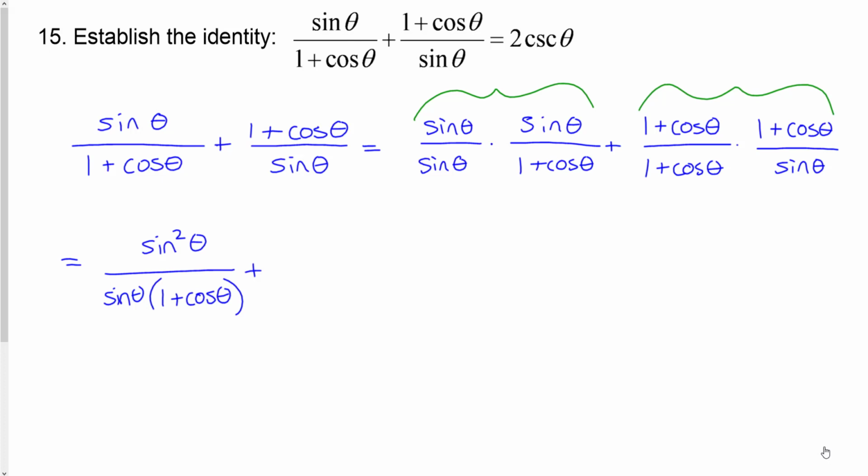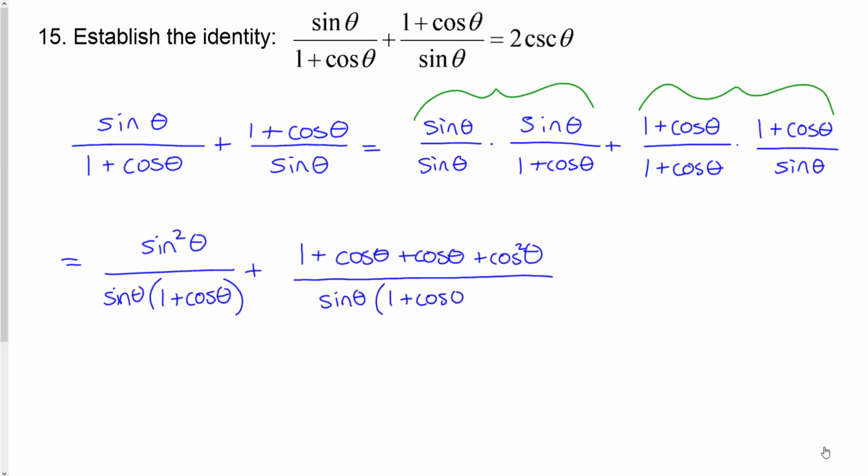I'm going to multiply numerators as well, but I'm going to FOIL those numerators. So I would do 1 times 1, so the first, which would be 1. The outer two, 1 times cosine theta is cosine theta. The inner two would be another cosine theta. And the last two would be cosine squared theta. All right, now this denominator could be written as sine theta times 1 plus cosine theta as well.